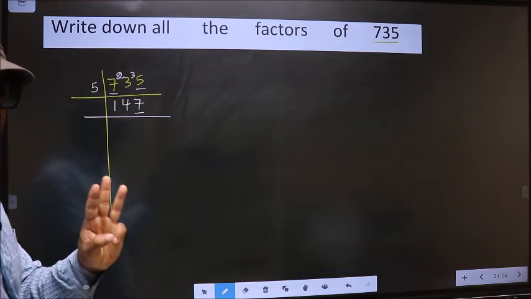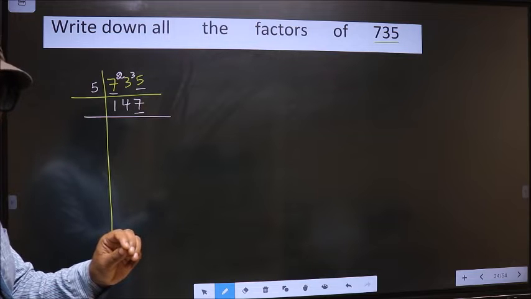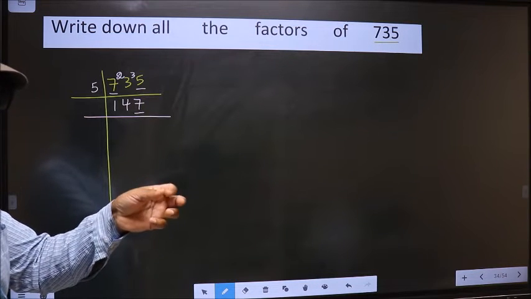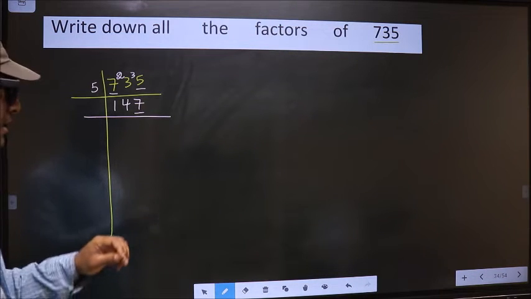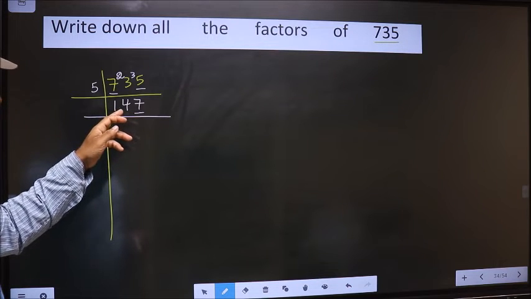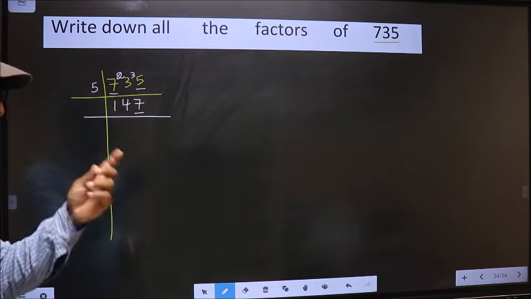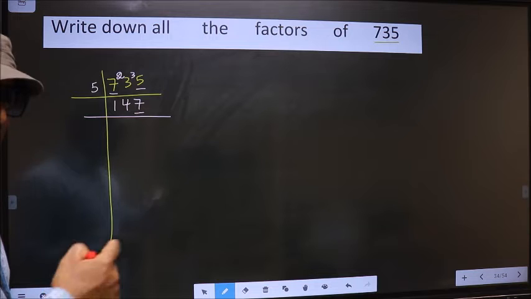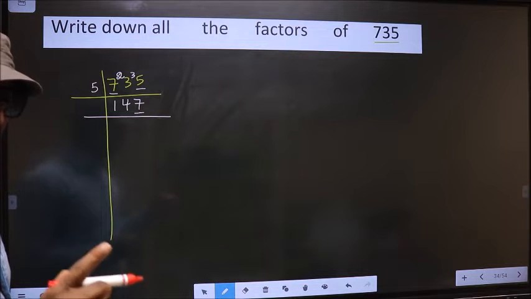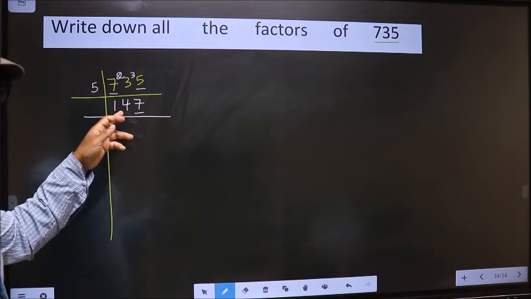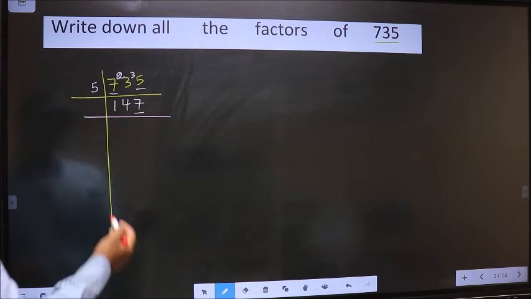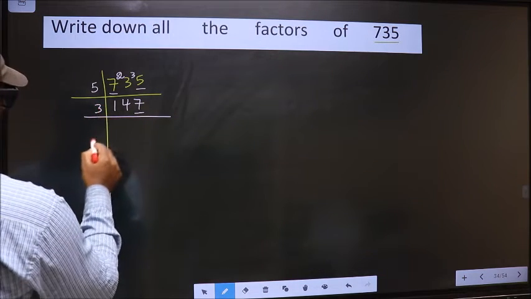Next prime number, 3. To check divisibility by 3, we should add the digits. That is 1 plus 4 plus 7. We get 12. Is 12 divisible by 3? Yes. So this number is also divisible by 3. So we take 3 here.